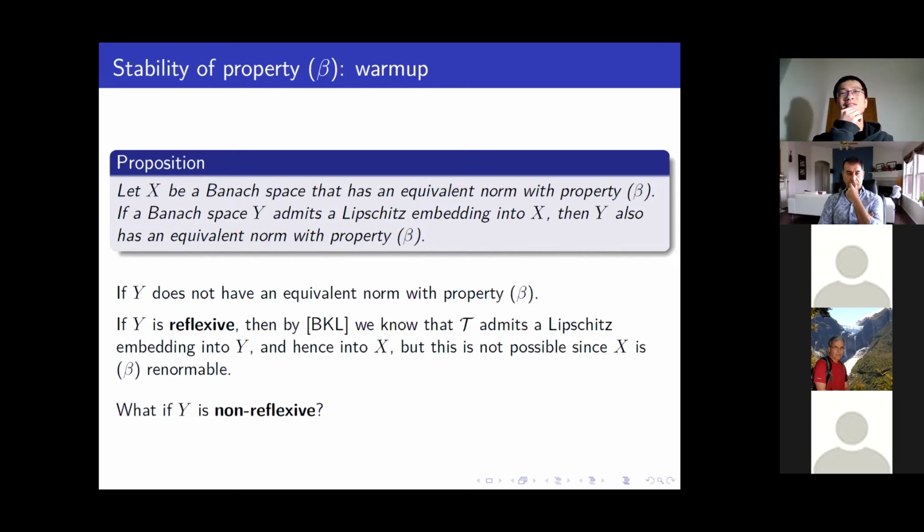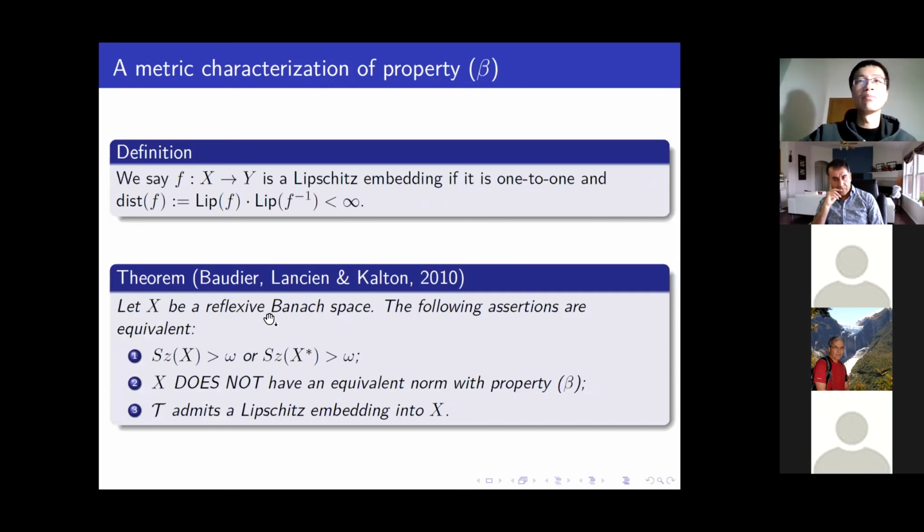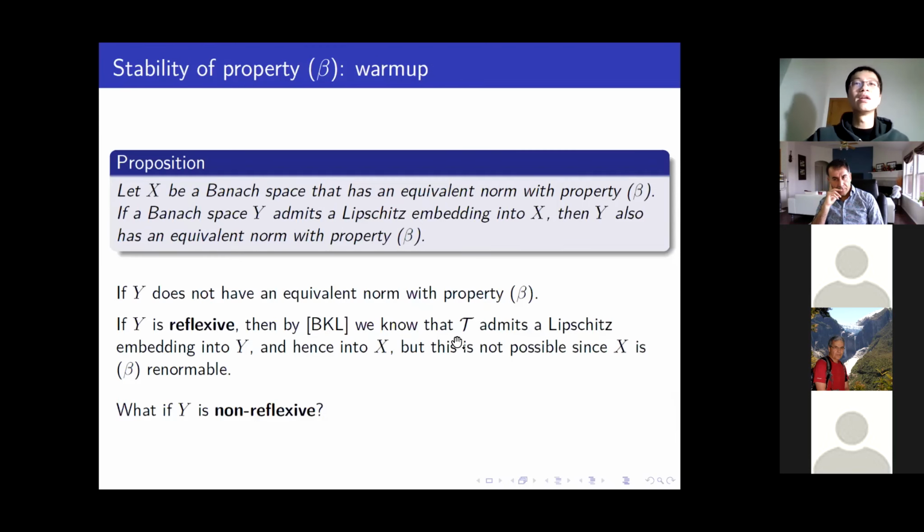And actually, this is not even a proposition, because if you look at the definition of property beta, it's just a one-line proof. But I want to prove this easy proposition using the previous metric characterization, the Baudier, Lancien, and Schlumprecht characterization. So how to do that? First, assume by contradiction that Y doesn't have an equivalent norm with property beta. Suppose Y is not beta renormable. Then you separate it into two cases.